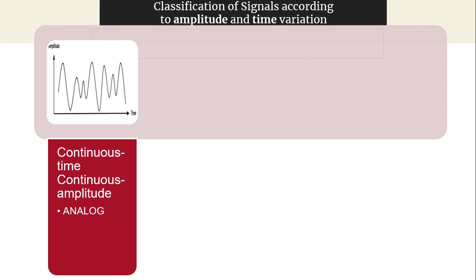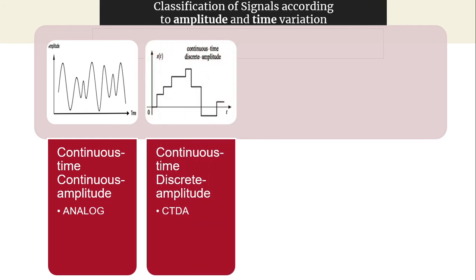Next, on the category of continuous and discrete, we have four combinations for amplitude and time variation. The first combination is continuous time and continuous amplitude. If a signal is continuous in the time domain and continuous in the amplitude domain, continuous means we have an infinite number of samples of the signal. When both parameters are continuous, that is termed an analog signal.